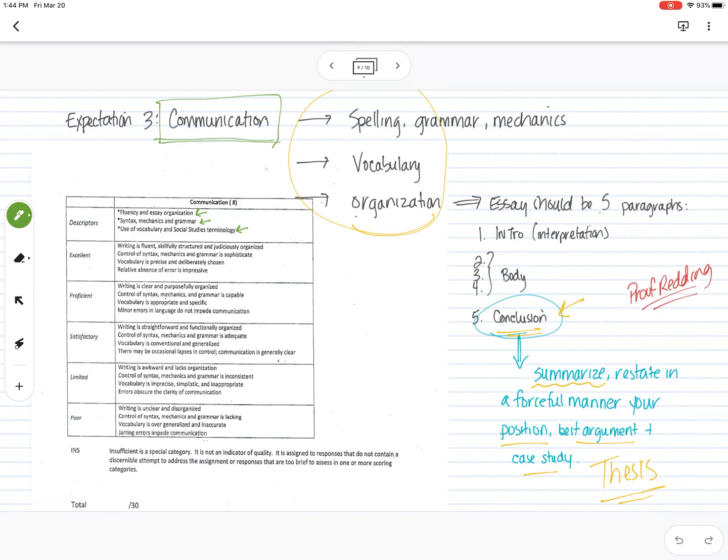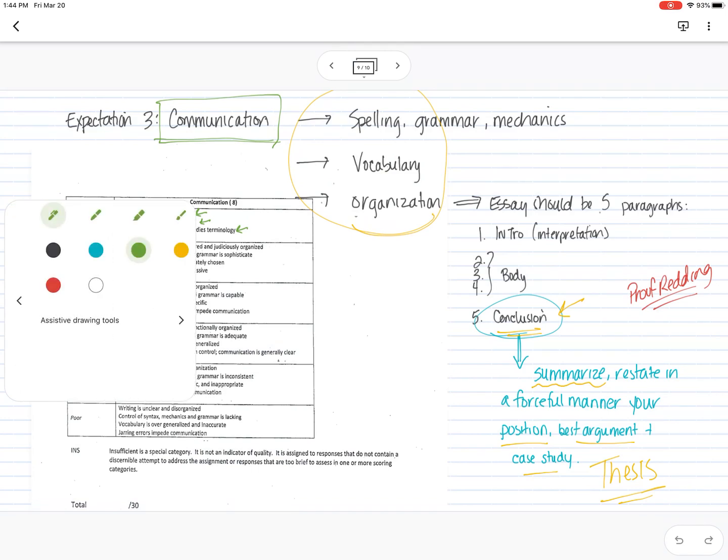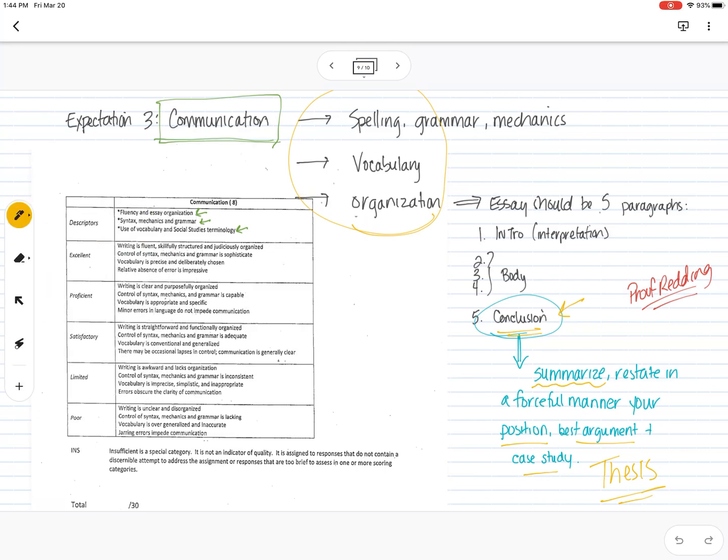Last but not least, our final expectation, again coming down into the rubric here, is going to be our communication. We're basically looking for three things when it comes to communication. We're looking for spelling, grammar, mechanics, as well as the use of appropriate vocabulary, especially social studies relevant vocabulary. And last but not least, organization.